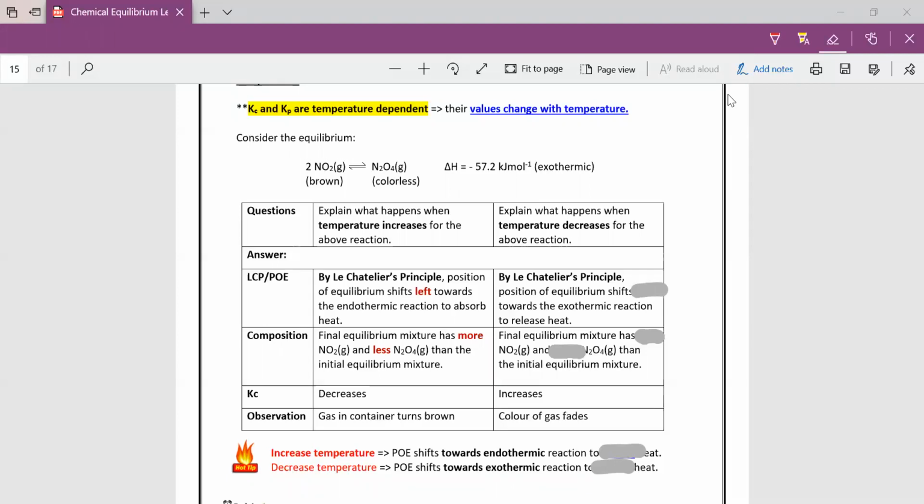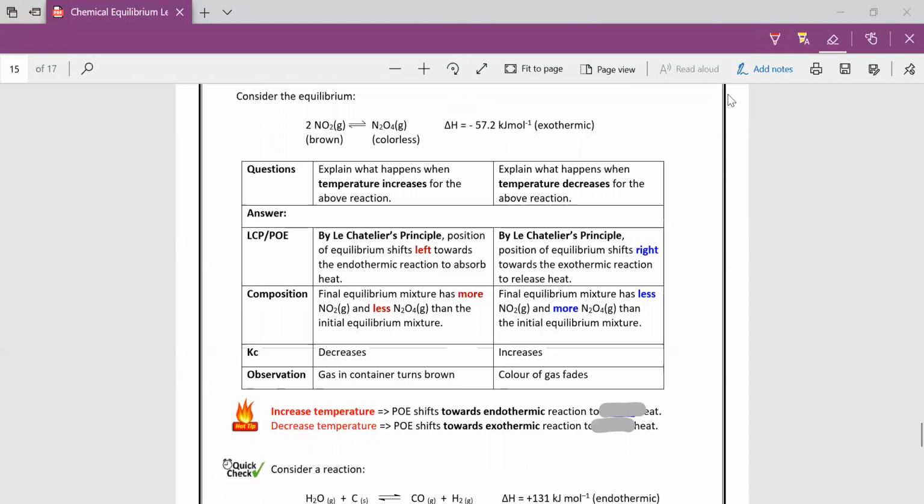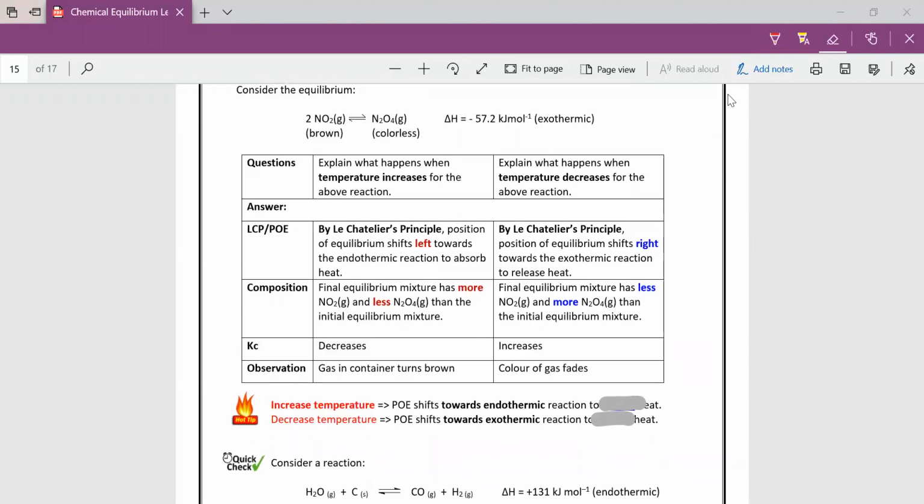If you go to YouTube, you'll probably be able to Google this nitrogen dioxide equilibrium experiment. Okay, so when temperature decreases, equilibrium will shift to the right, and then it has more product and less reactant. So the Kc will increase because equilibrium shifted right, and the observation is that the color of the brown gas fades.